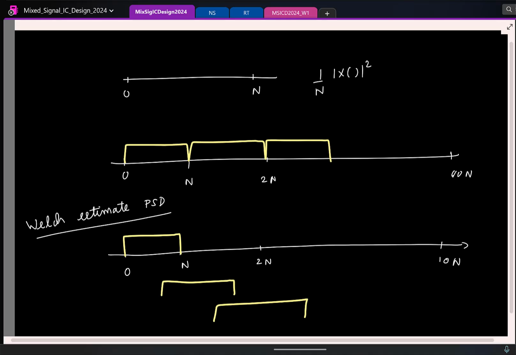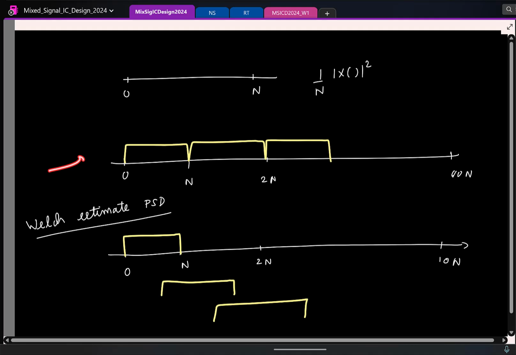What are they? The second one is the Welch. Correct. I don't know what the jargon for this is.